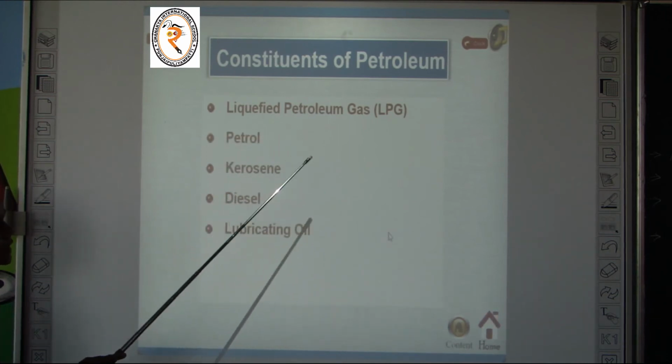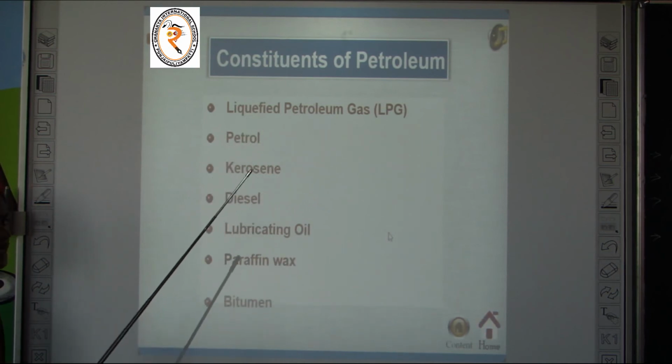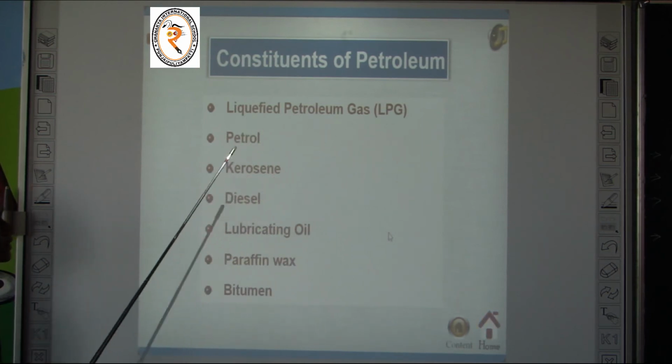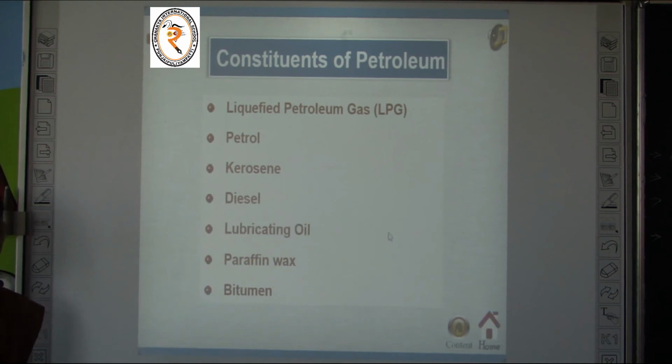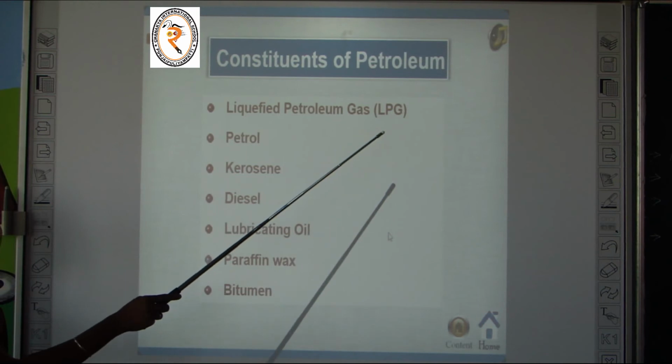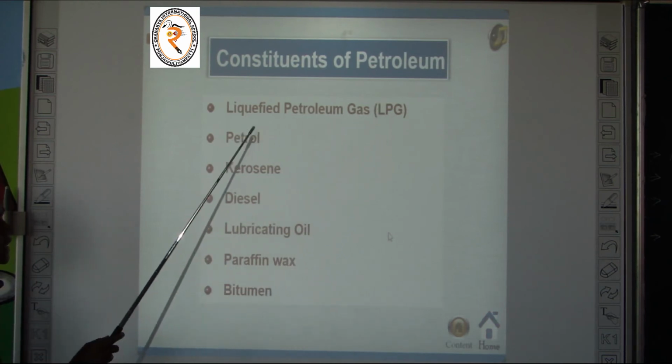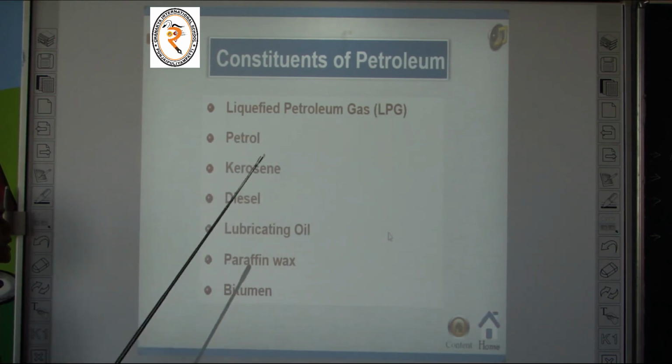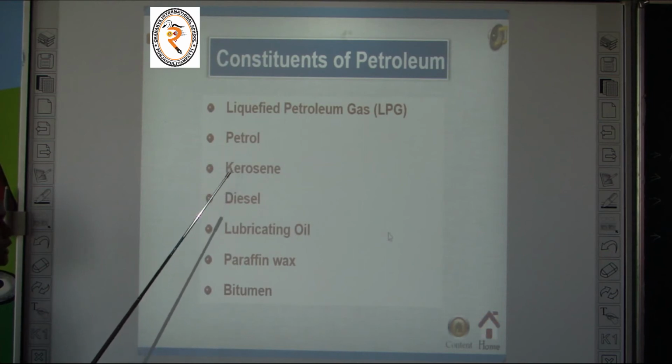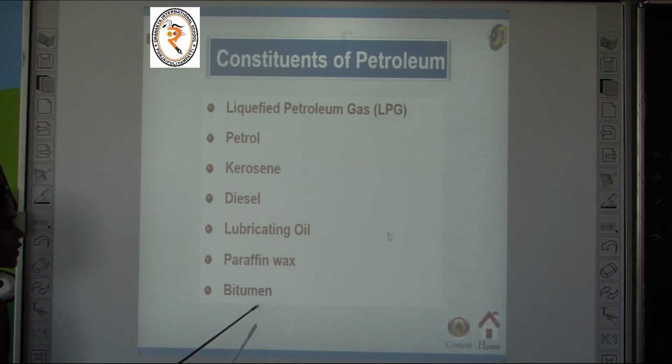Petroleum consists of liquefied petroleum gas, that is LPG. In our home we can use cylinders for cooking that contain LPG. What is the abbreviation for LPG? It is liquefied petroleum gas. And petrol, kerosene, diesel, lubricating oil, paraffin wax and bitumen. So these are all the products or constituents of petroleum.